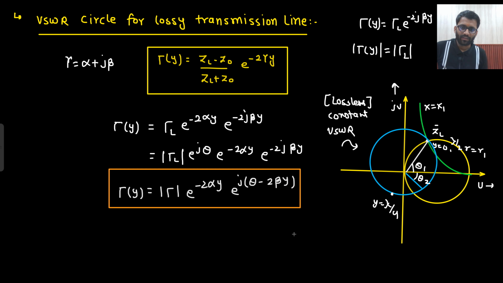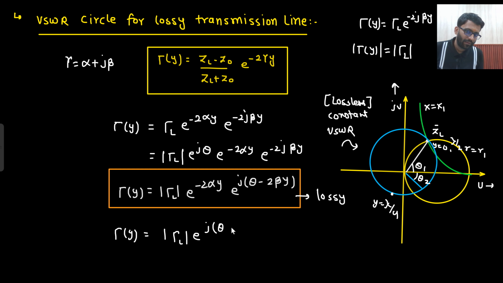This is your gamma Y. So this is your magnitude now. This complete expression is for lossy. And for lossless, what was the expression? Mode of gamma L. This alpha was 0, rest all was same.